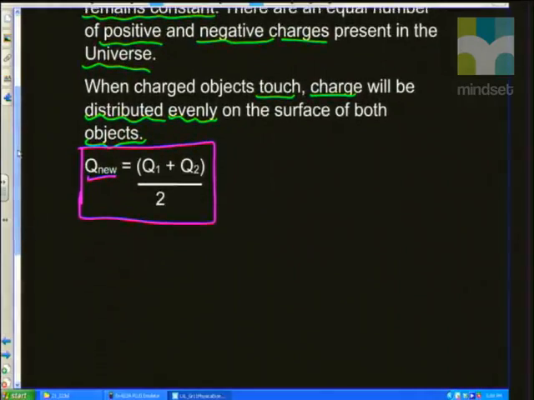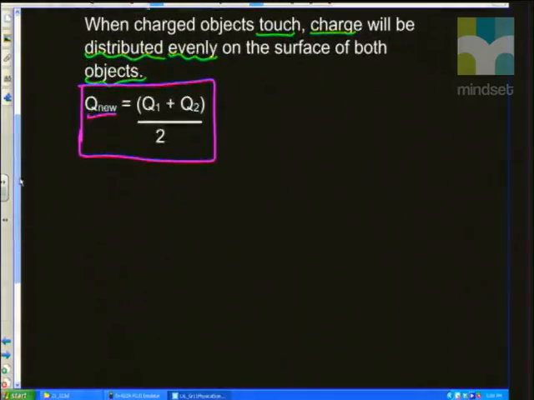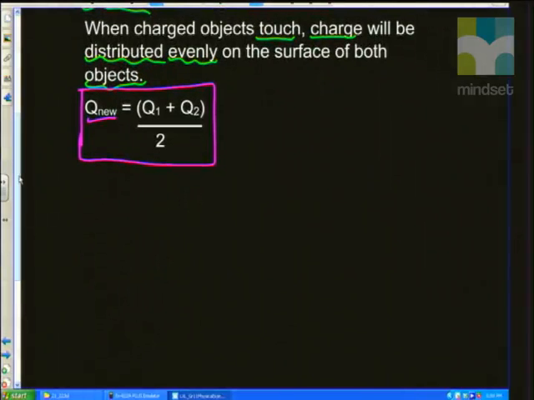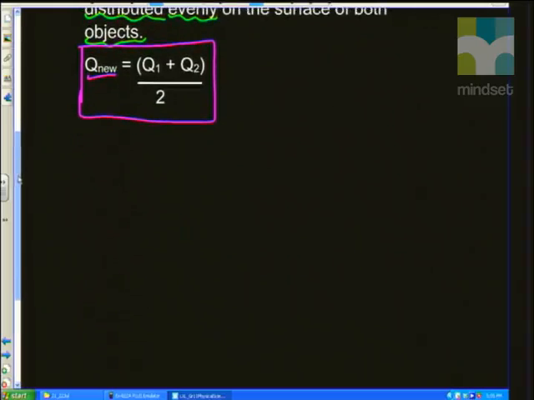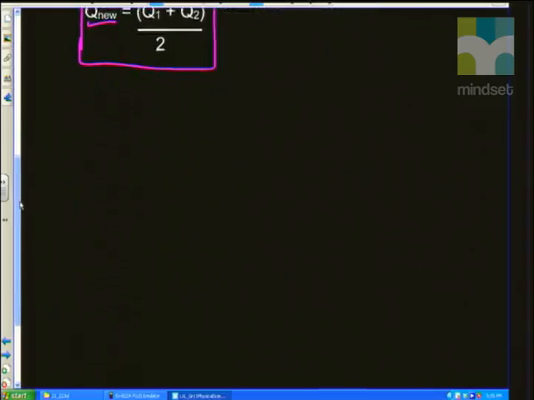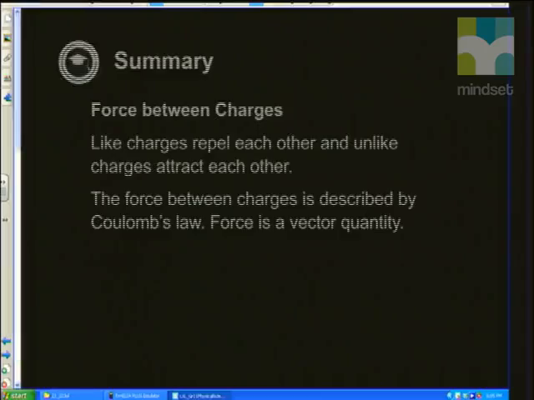And of course, it is applied when we consider the fact that charge is conserved. Charge can neither be created nor destroyed. It can only be transferred from one object to another.